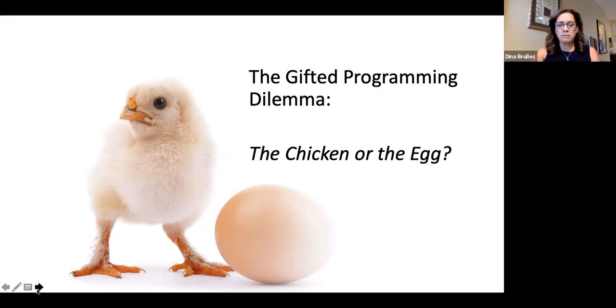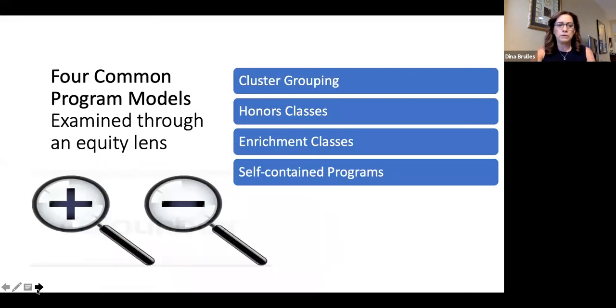And a lot of times that means we really have to look at the type of gifted programming that we provide. So I'm just going to give you a very, very brief overview of 4 different very common models in gifted education. And let's look at those through an equity lens.